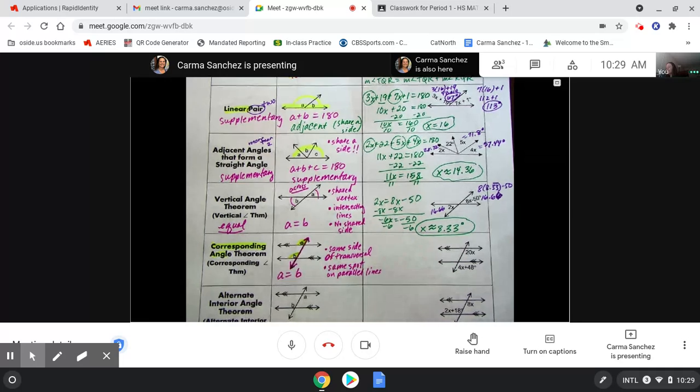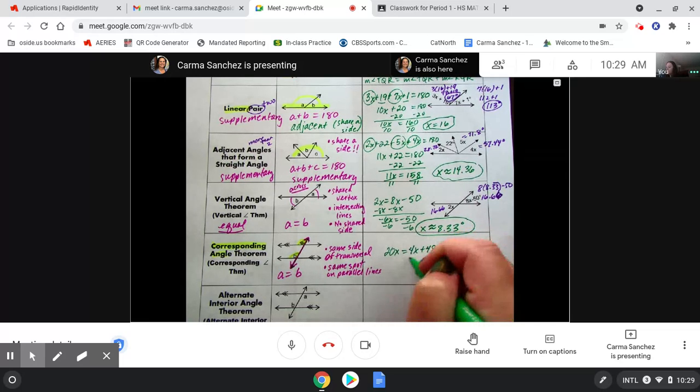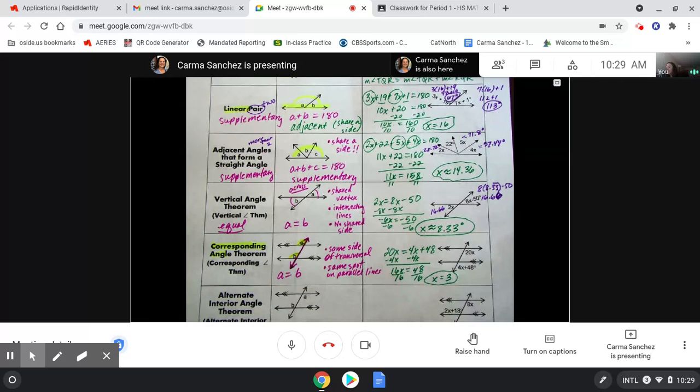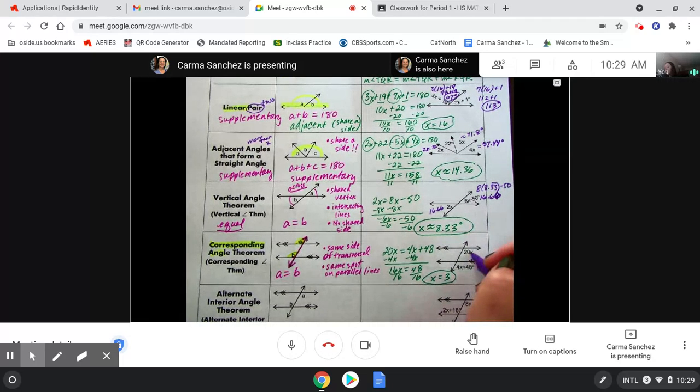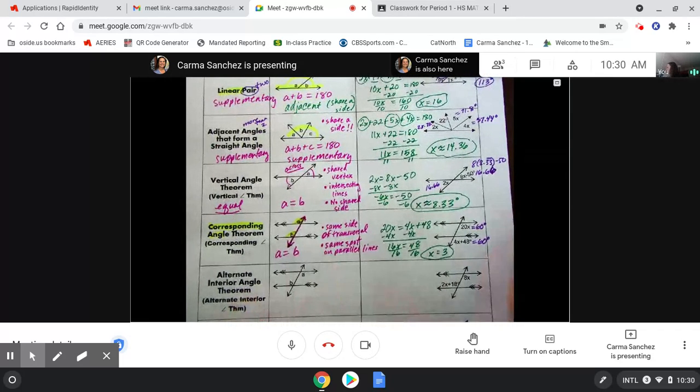So now that I know that these are equal, I'm going to go over here and set the 20x equal to the 4x plus 48. And I get that x is equal to 3. Again, if they just have me solve for x, I stop there. If they want me to plug in, 20 times 3 equals 60 degrees. 4 times 3 is 12. 12 plus 48 is 60 degrees. Yep, they better be equal because corresponding angles are equal. How'd you do?